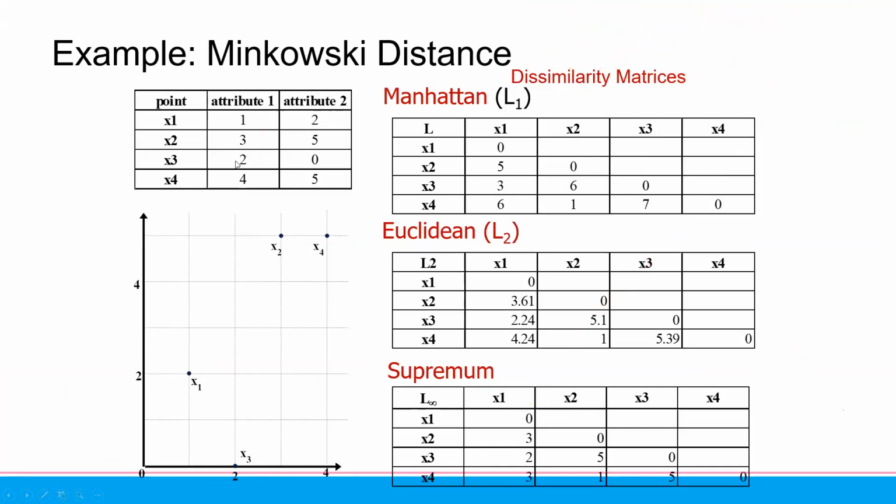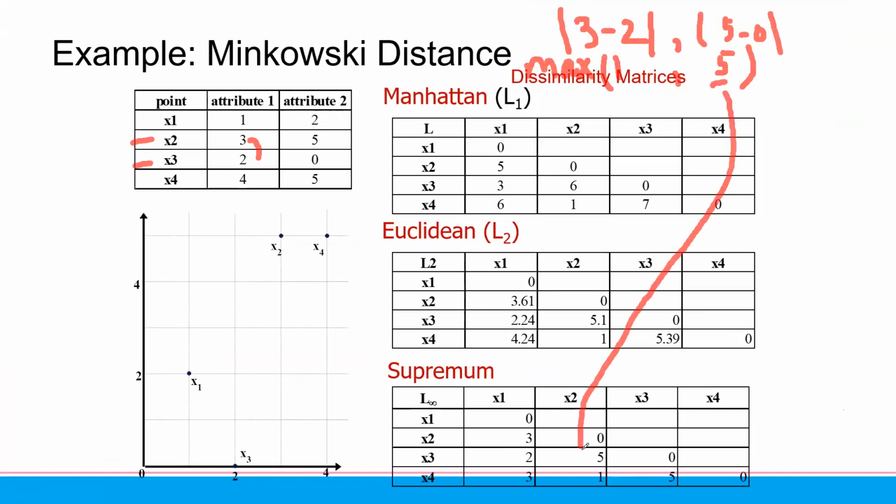Let's see another example, x2 and x3. So we have 3 minus 2, and then we have another which is 5 minus 0. So 3 minus 2 is 1, and then 5 minus 0 is 5. We want to find the maximum. The maximum between 1 and 5 is 5. So 5 is the distance between x3 and x2.